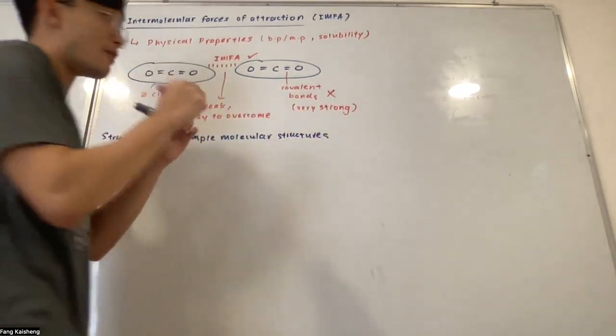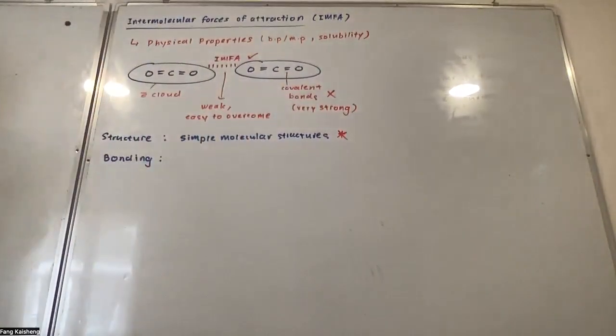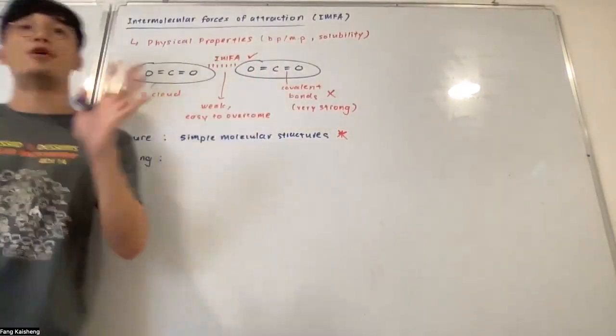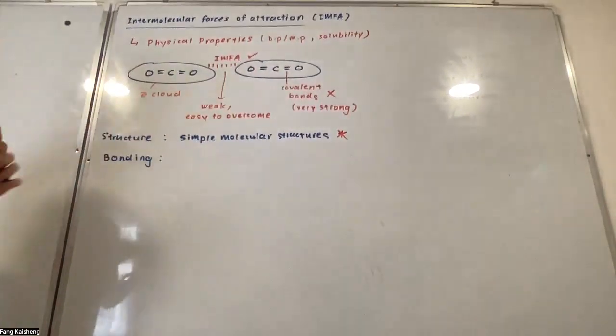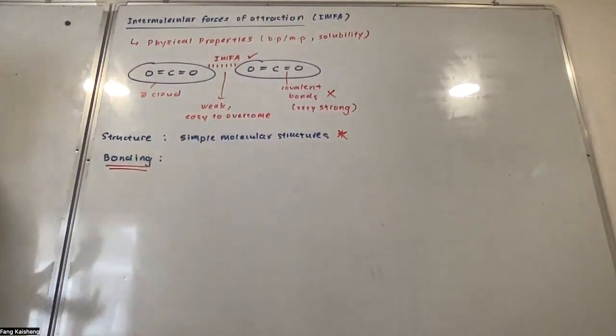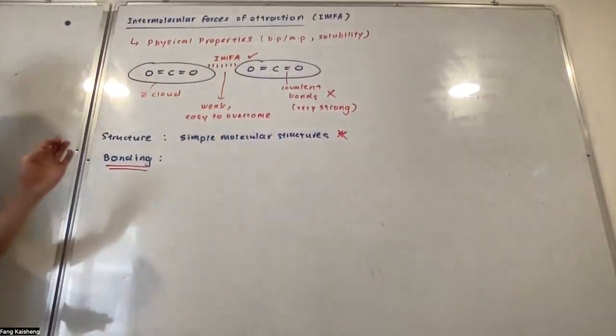So let's zoom in on a very specific class of compounds. We are looking at simple molecules. And because simple molecules are usually what we discuss for intermolecular forces, I want you to take note. When it comes to bonding, what should I write? I'll give you a few more examples here. Follow me on this.